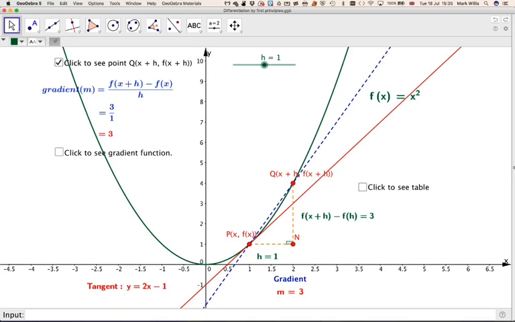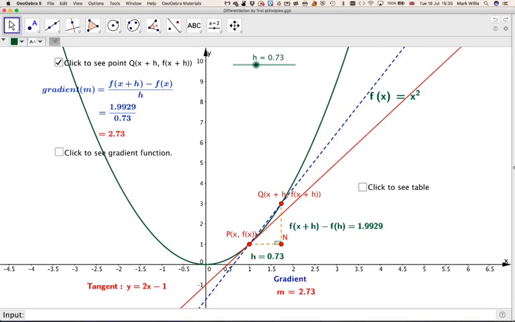Still not a very good approximation, because this line is a long way from this line here. So we could make it even better by making h even smaller. So let's just make it half the distance again.